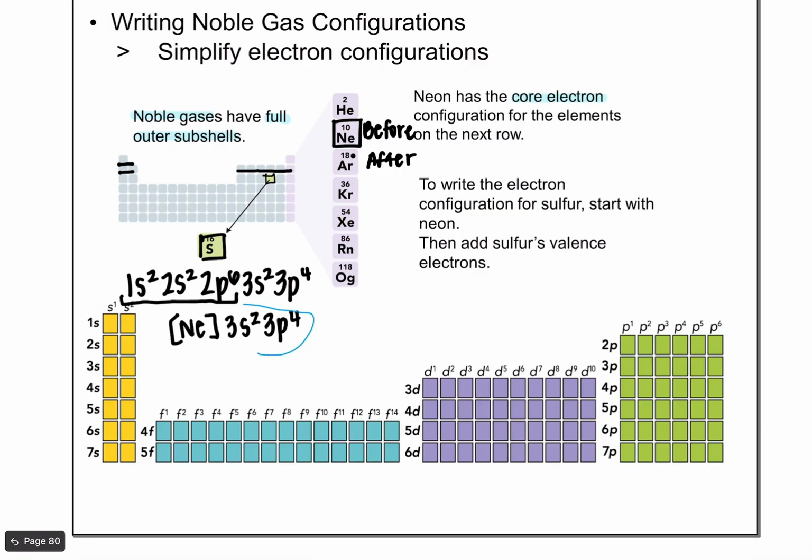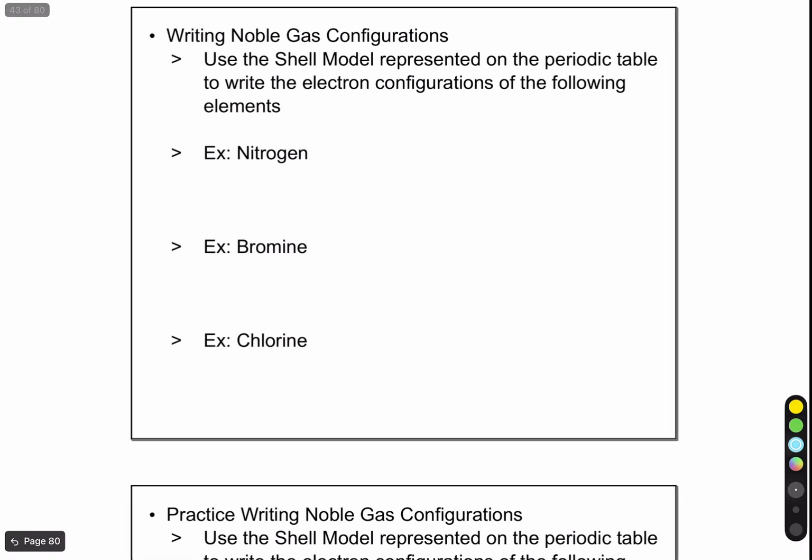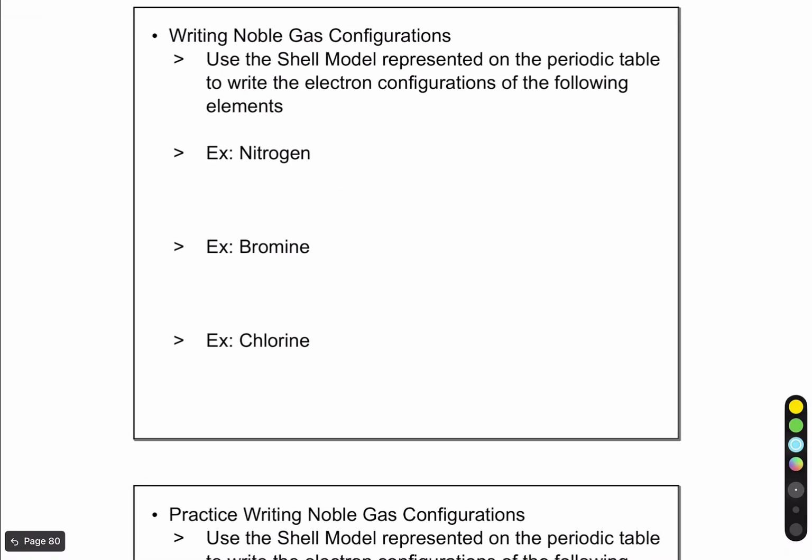So when I want to write the noble gas configuration, I don't have to write all of the electrons. I can just start with the noble gas that comes before that element and only write the electrons that come after that element. So this is going to be our goal moving forward, is writing noble gas configurations to save us just a little bit more time. So let's get some practice with some of the elements that we were working with before.